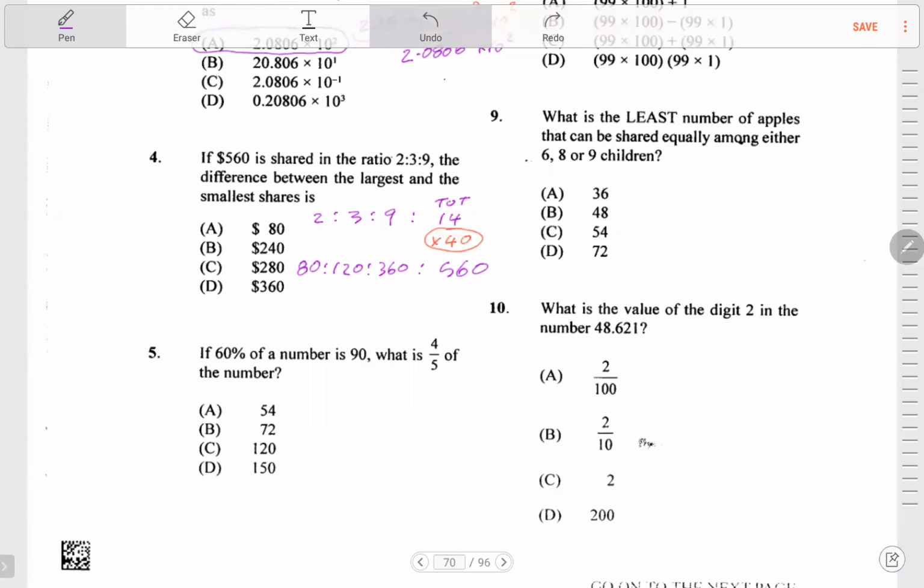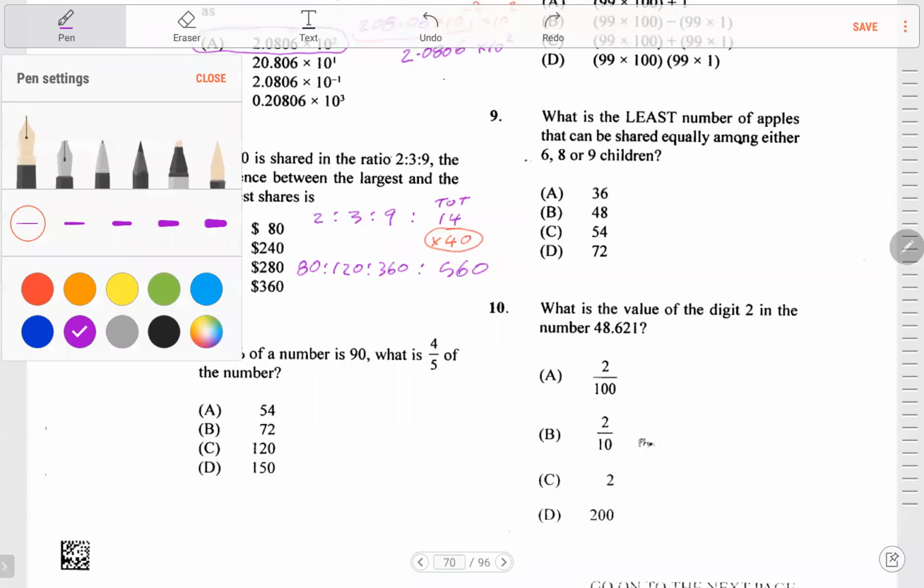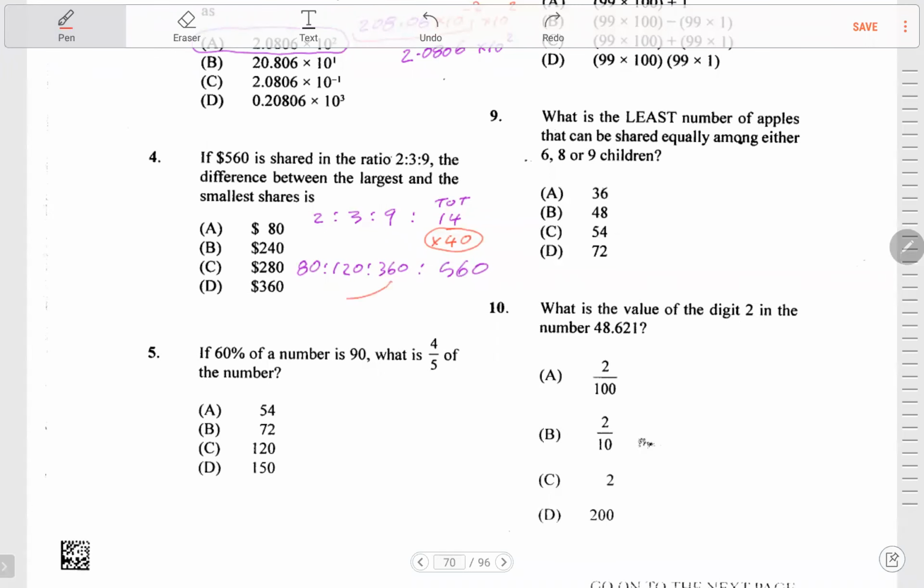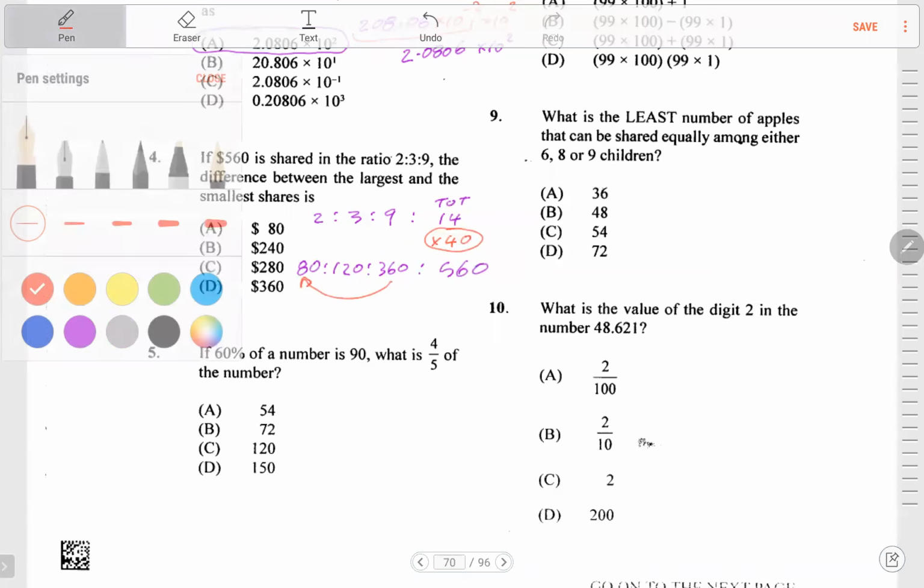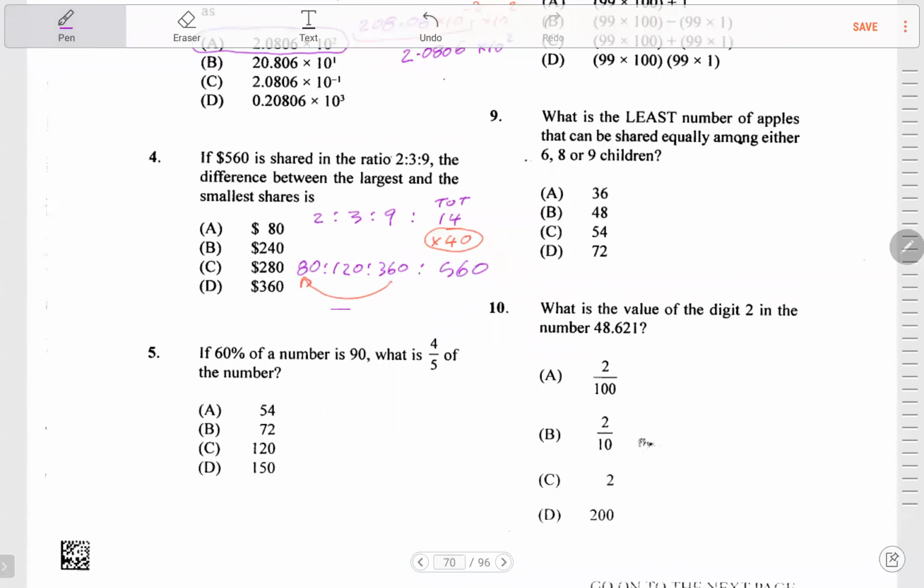And so the difference between the largest and the smallest is 360 minus 80, which is 280. 280. All right, that is that.